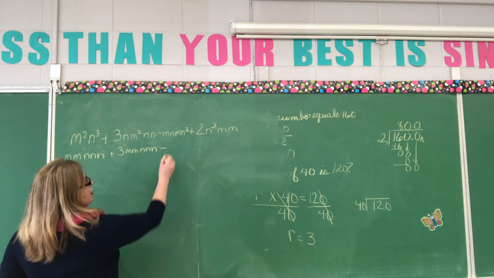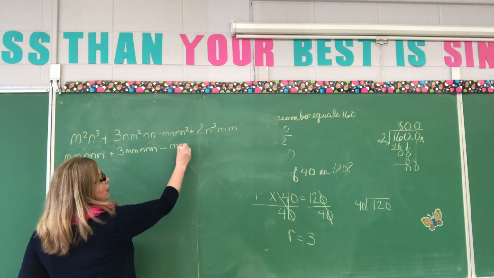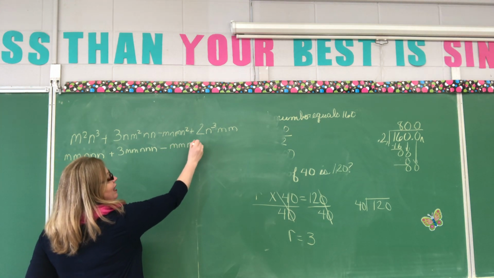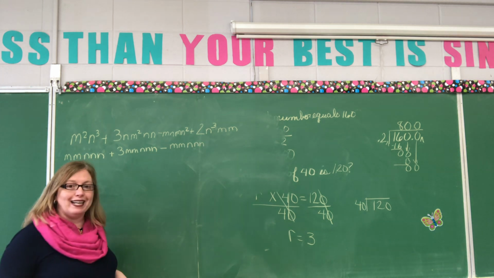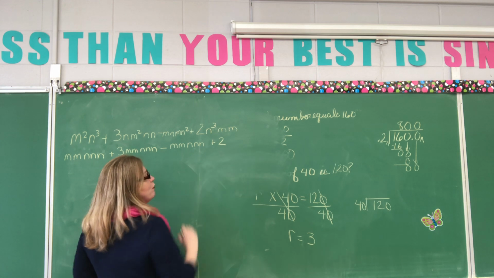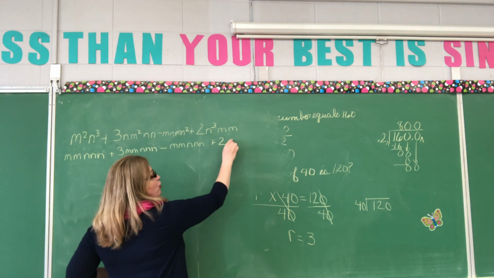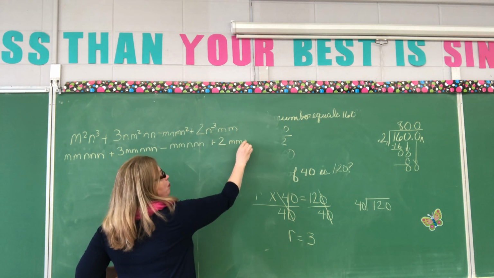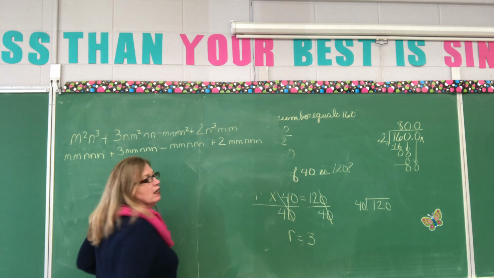What is that? It is 2 m's, so m, m. Now I have an n, and then I have an n squared. So I have 3 n's. Look at the last part of this. Bring down your coefficient. Put your m's first. Now you'll put your 3 n's.